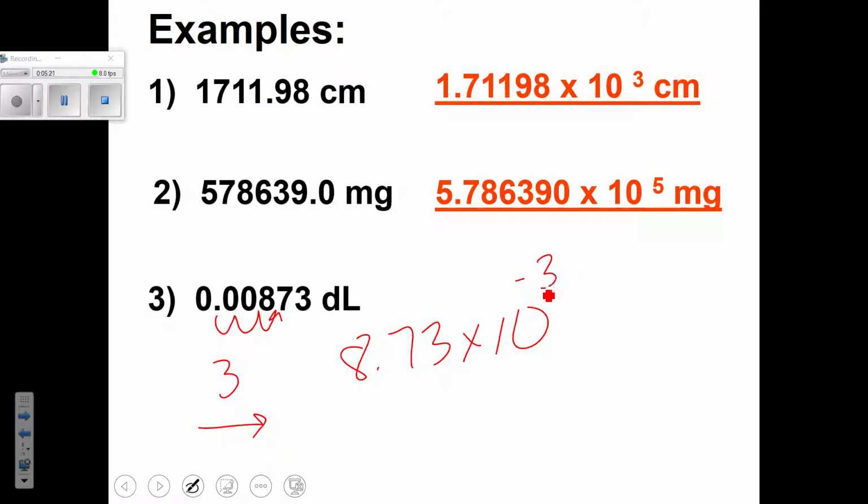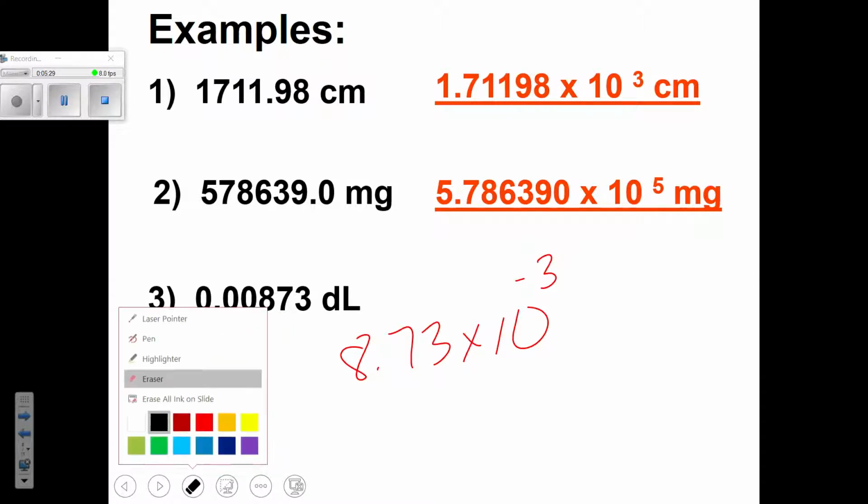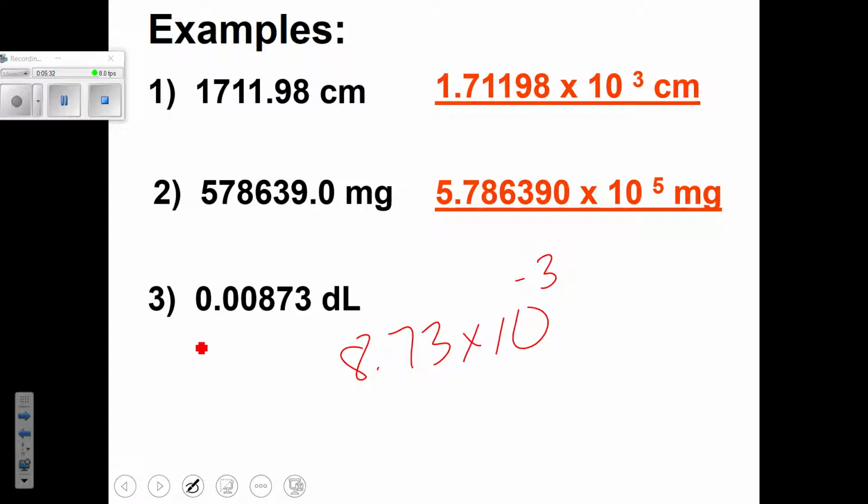So we have -3. So the most common mistake I'll see students do here is if they mess this up, they will tend to, let me grab a different color, they will tend to stop in front of the 8 for whatever reason. And then they give me an answer on a quiz that looks like 0.8 times 10 to the -2.